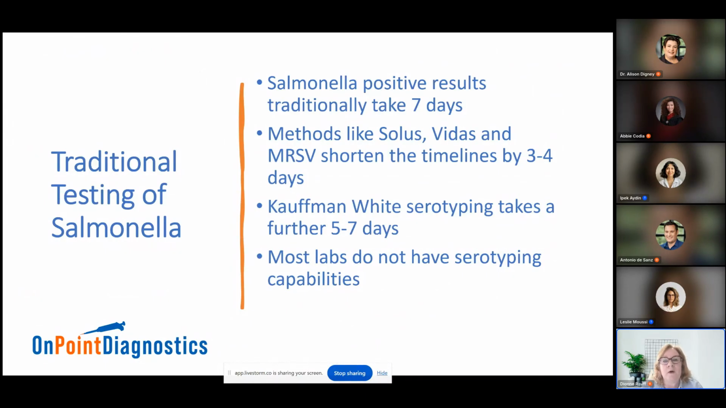And then Kaufman-White serotyping, which is your traditional standard serological identification of Salmonella, will take the laboratories a further 5 to 7 days. And if the laboratories do not have the serotyping capabilities, they have to subcontract, which then adds a further 2 to 3 days in getting the samples to a laboratory that does have the capabilities.